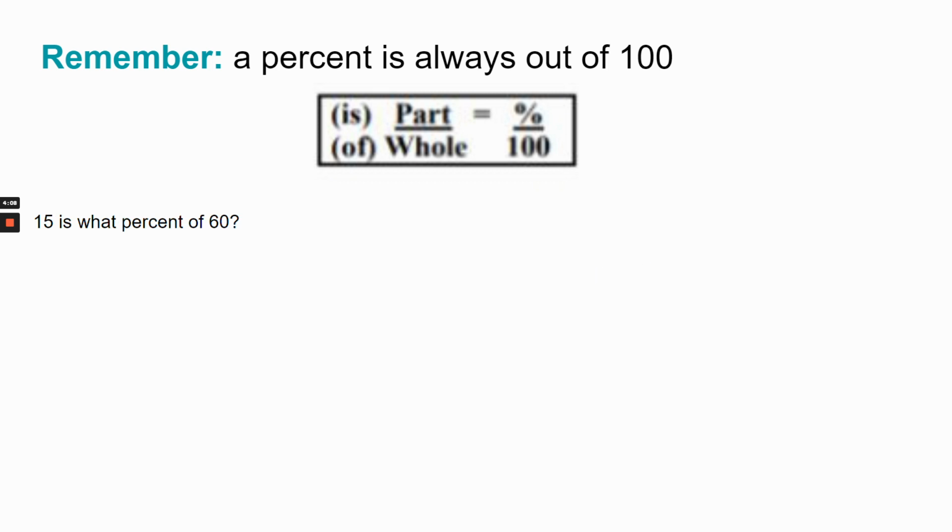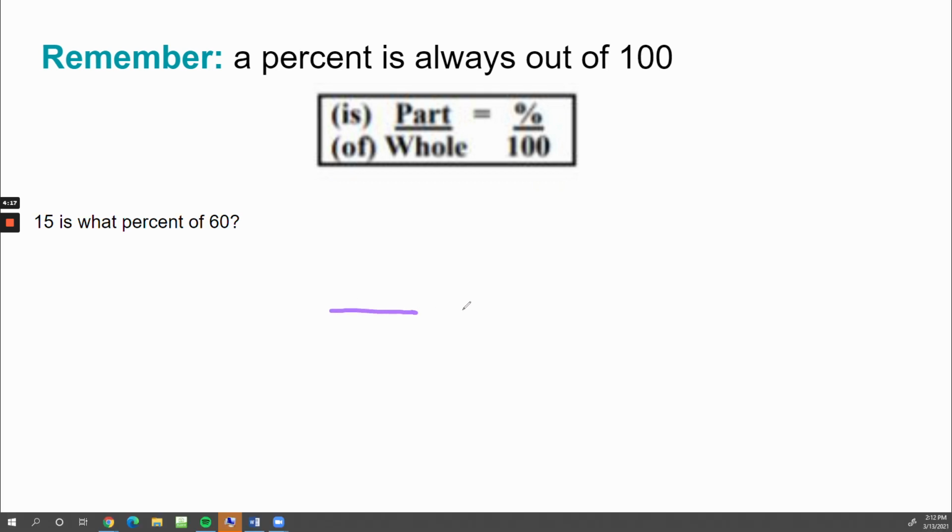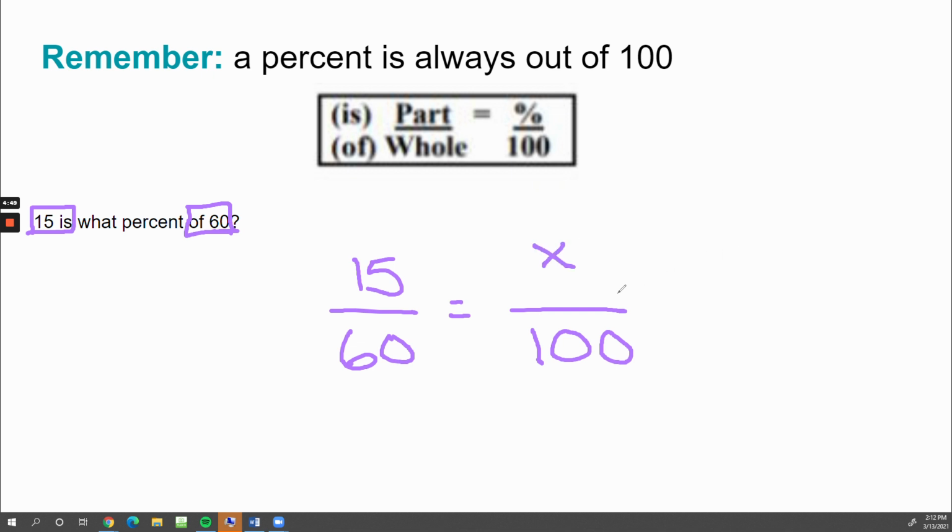Our last example, we want to find, 15 is what percent of 60? A percent is always out of 100, so we'll label that. Now we need to figure out where 15 and 60 belong in our proportion. 15 is a word that tells us it's the part. Of 60, of is a word that tells us it's the whole. And we need to find the percent.